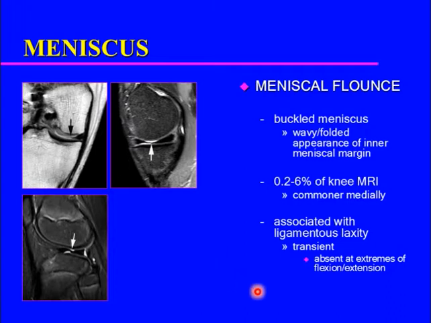It's seen in up to 6% of knee MRIs, and it's more common in the medial meniscus and associated with ligamentous laxity. It can be transient: in flexion and extension it gets pulled and there is no wavy appearance, while normally it can be seen as a wavy appearance. For example, if you see this appearance here, you would say this is an abnormal meniscus, just folded. There is something wrong, there might be some sort of bucket handle tear, or some sort of trauma. No, it's just normal meniscal flounce. It's a wavy meniscus. Don't worry, this is normal.